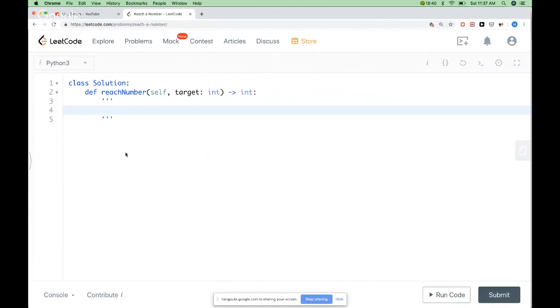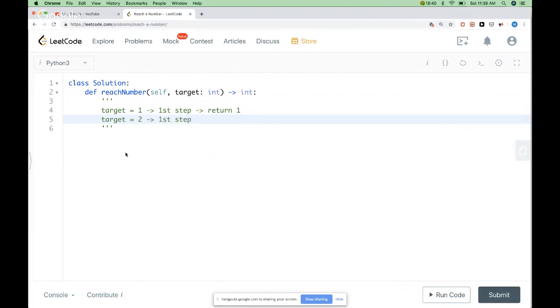So if the target is 1, then it's a non-zero value, so it's not going to be 0. If it's 1, then we can just do the first step, remember, the value of a step is equal to n. So this is the first step, so its value is 1. And so we'll just reach it in 1 step. If the target is 2, then that means that we can do the first step and the second step, which will be basically 1 plus 2, which is equal to 3. So that's more than the target.